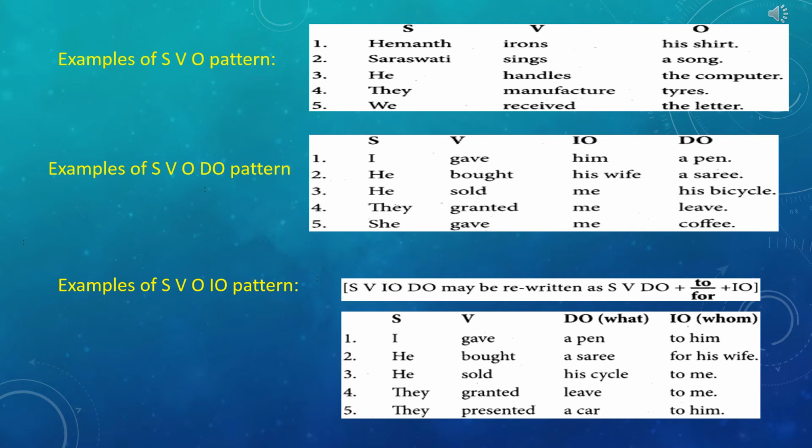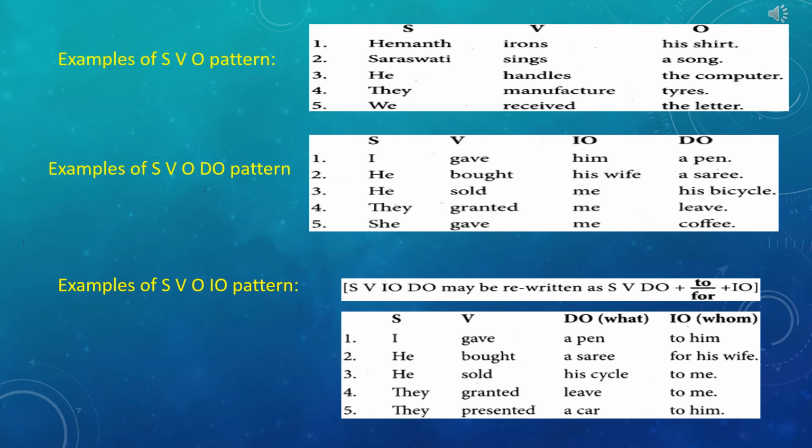Now, I gave him a pen. S is I, verb is gave, him. Whom did I give? Him. So it's an indirect object. And what did I give? A pen. That's a direct object.